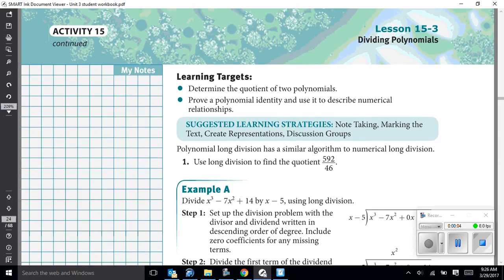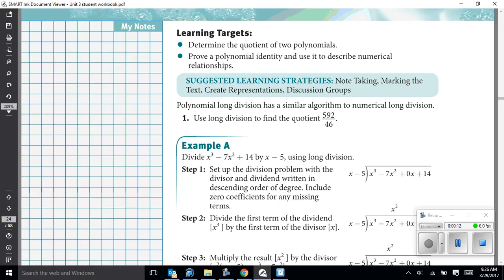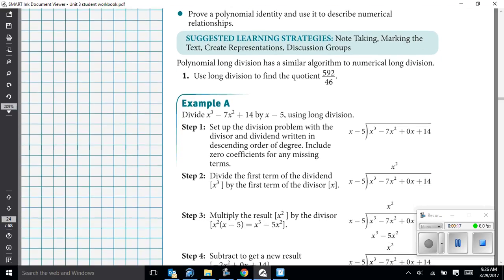All right, so today we're going to look at long dividing polynomials. Our learning target for today: determine the quotient of two polynomials and prove a polynomial identity and use it to describe numerical relationships. So we warmed up by long dividing with numbers. The process with polynomials is exactly the same, except now we have some letters in there.